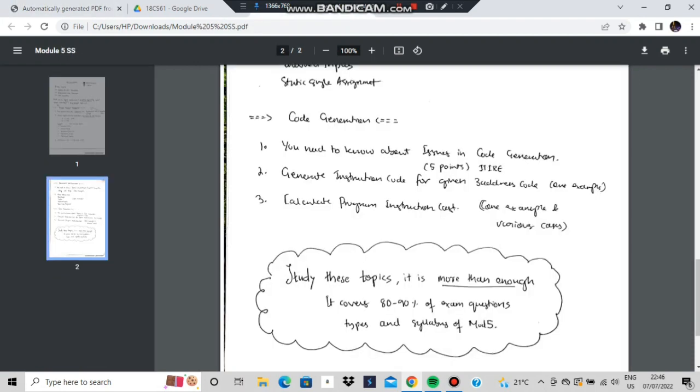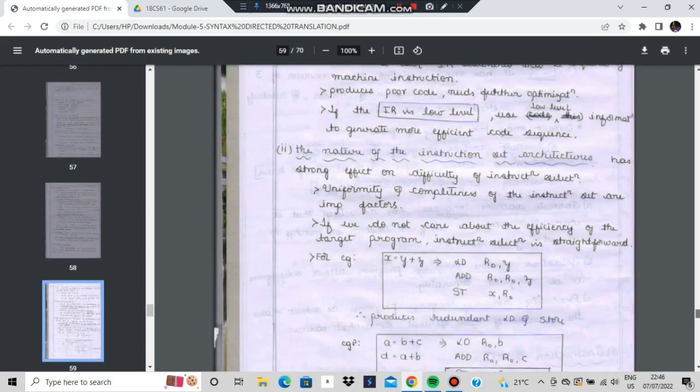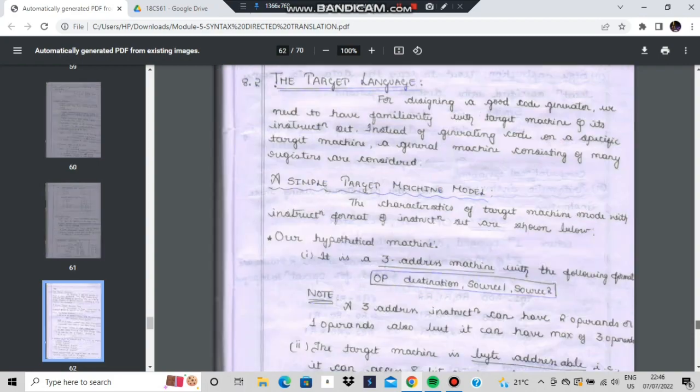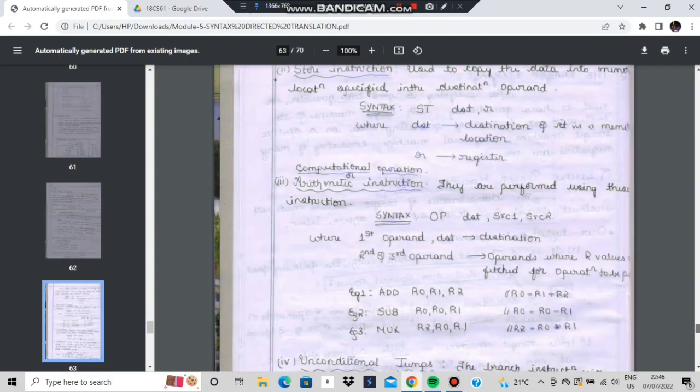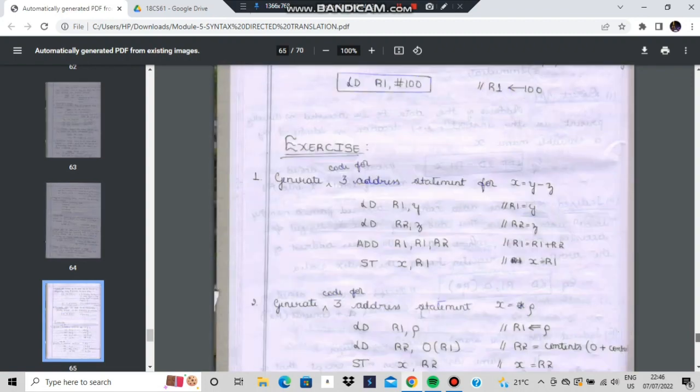Let's move on to the problem types, which are instruction code generation as well as instruction cost. We'll be done with module 5. So let's move on to instruction code generation. Here is the generation of instruction code.